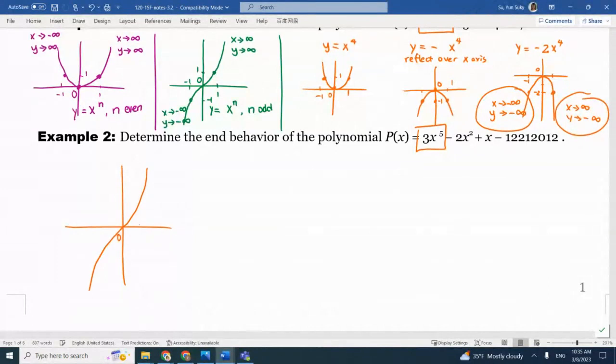So the key points are (0, 0), (1, 1), and (-1, -1). Right, everybody? So this is x to the 5th, it looks like that. And then when you multiply by 3, what do? Your x-coordinate remains the same, but the y-coordinate changes to 3, right? And how about -1? -3. Okay, you connect them together.